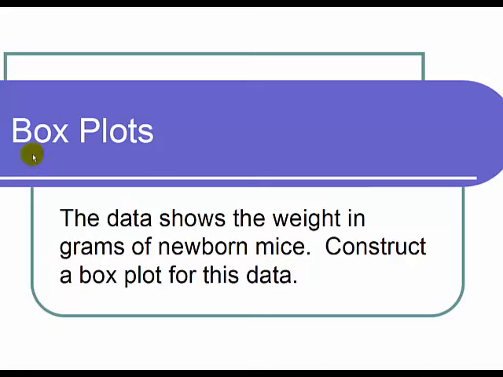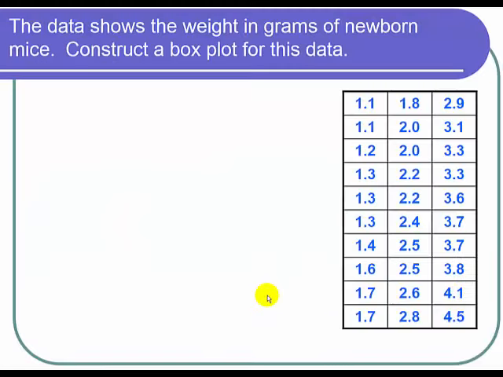This is a video on box plots. The question states, the data shows the weight in grams of newborn mice. Construct a box plot for this data. So here's the data, and we have the lowest numbers 1.1, and then 1.1, 1.2, and then all the way on up to 4.5. We want to construct a box plot.